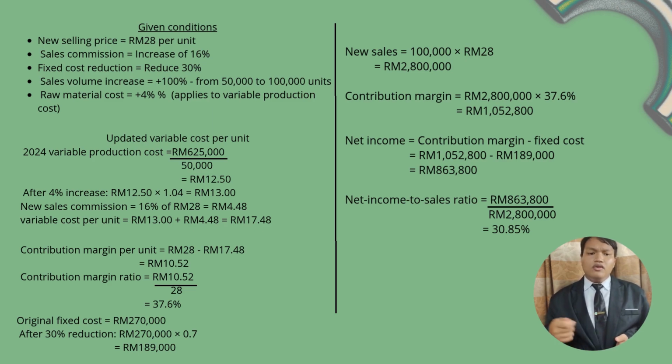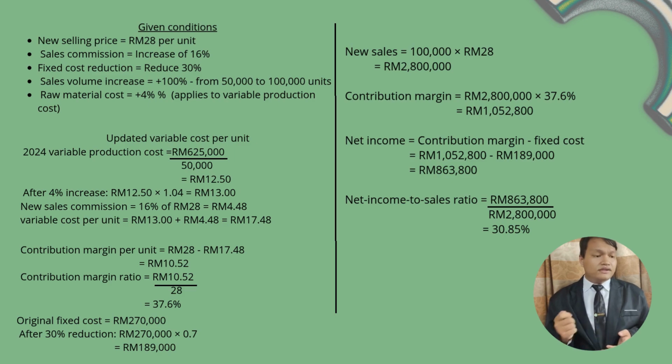In Scenario 3, EcoGlow plans to respond to rising raw material costs by investing aggressively in marketing and improving cost efficiency. Under this plan, the selling price increases to 28 ringgit per unit, the sales commission rises to 16%, fixed costs are reduced by 30%, the sales volume doubles from 50,000 to 100,000 units, and raw material cost is increased by 4%. From our calculation, the variable cost per unit is 17 ringgit and 48 cents.